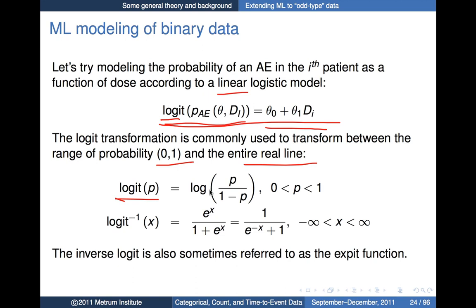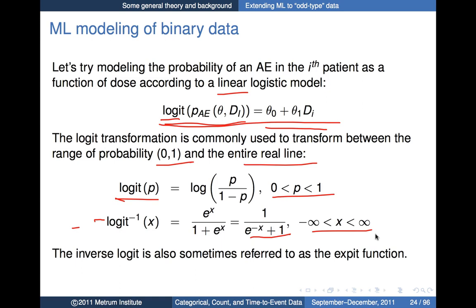This function is restricted in the sense that p has to be in the range 0 to 1, but the resulting value, the logit of p, can take on values anywhere from minus infinity to infinity, in other words, the whole real line. In particular, the logit of 0 would be minus infinity, and the logit of 1 would be plus infinity. Similarly, you can talk about the inverse of the logit. If you solve this, you'll get e to the x over 1 plus e to the x, or you can write it like it is on the right-hand side as 1 over e to the minus x plus 1. And in this case, x can take on any value on the real line.